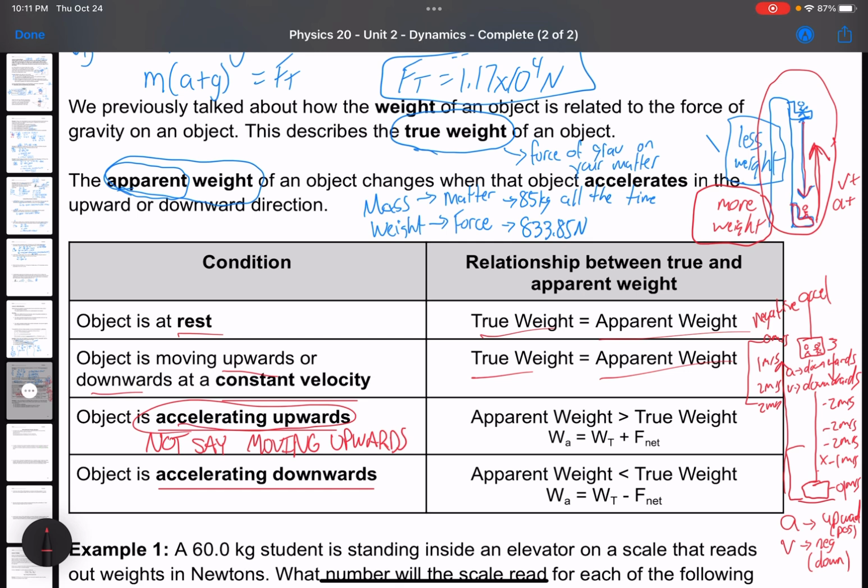We talked about this back in the kinematics section and earlier in the dynamics section. You cannot determine the direction of movement just off of the sign of the acceleration. You need to know the velocity to be able to compare. Are they both positive? Then it's speeding up.